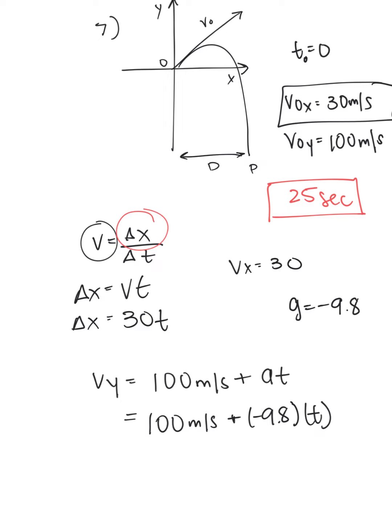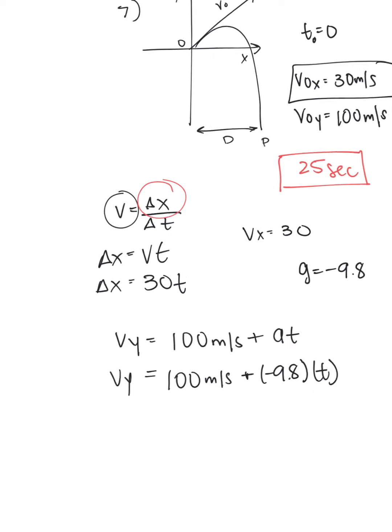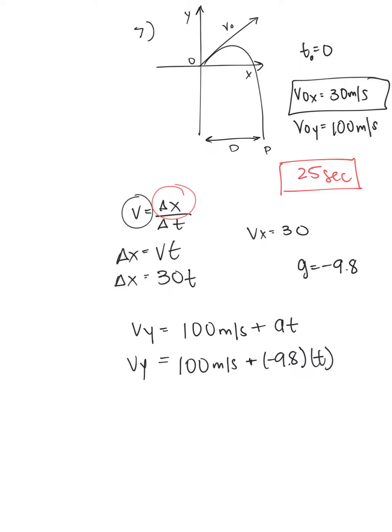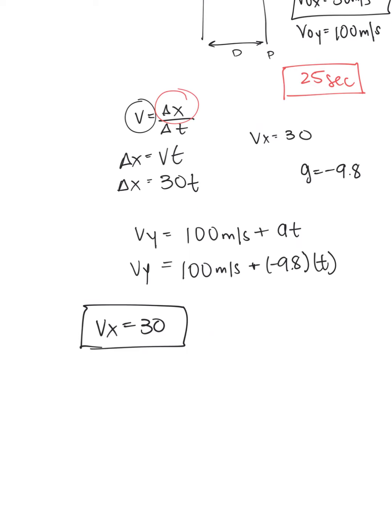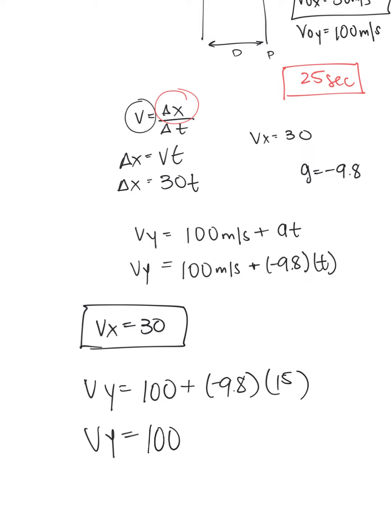The question asks for the magnitude of the velocity at t equals 15. So we can plug in 15 seconds to our equations. We know that Vx is 30, and it's going to stay at 30 because that is our constant. For Vy, we can plug in 15 for t, and that would give us 100 minus 147, so Vy equals negative 47.